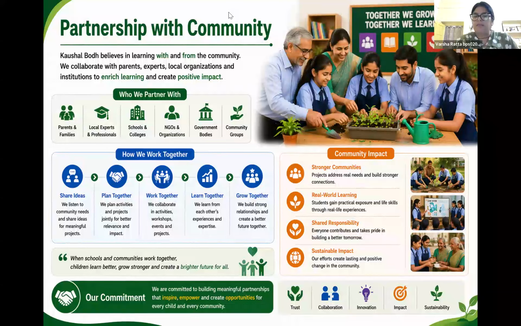So we learn together and we grow together and build relationships. Now, how can you impact the community, Sri? By doing this, the community relations become stronger. Your connections become stronger. Okay. Students gain practical exposure and life skills. They share responsibility, and obviously at the end, sustainability is the very important factor.